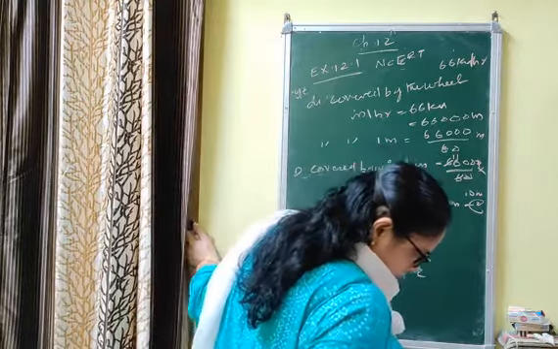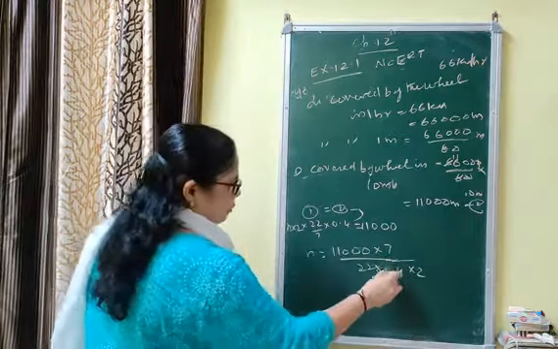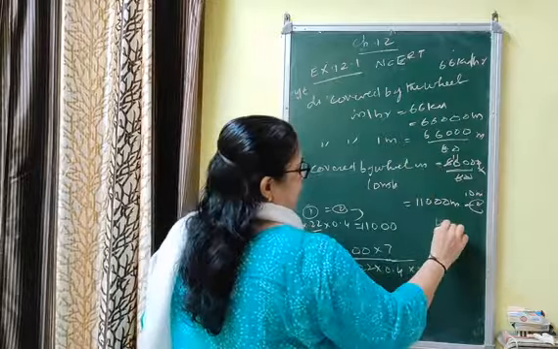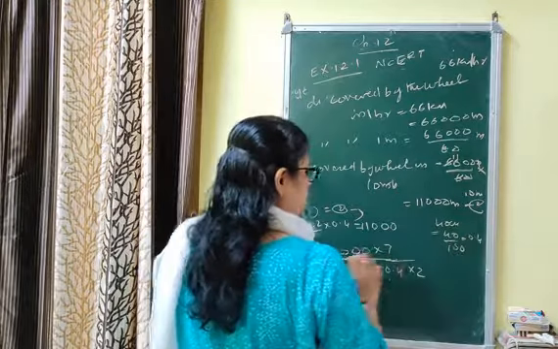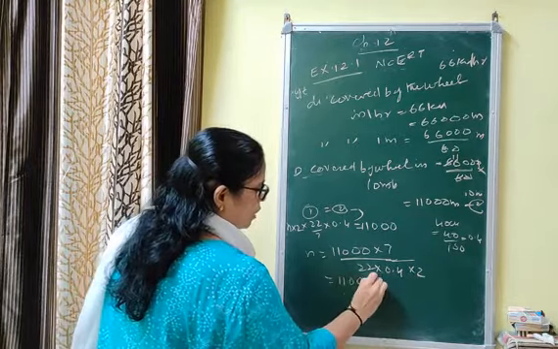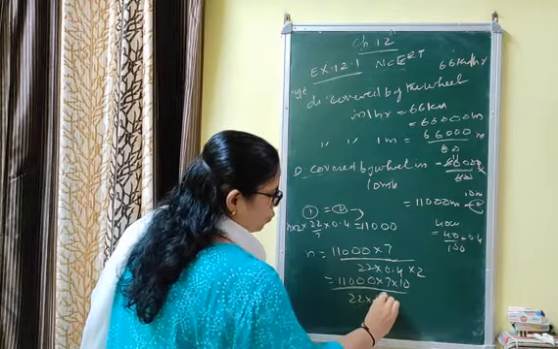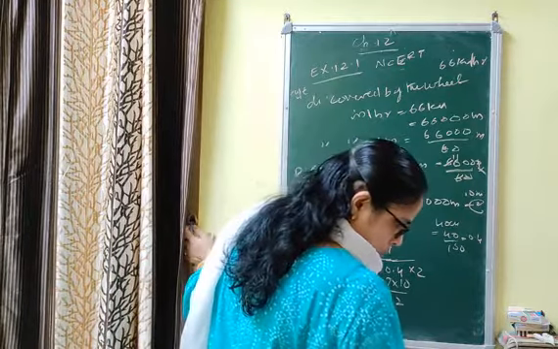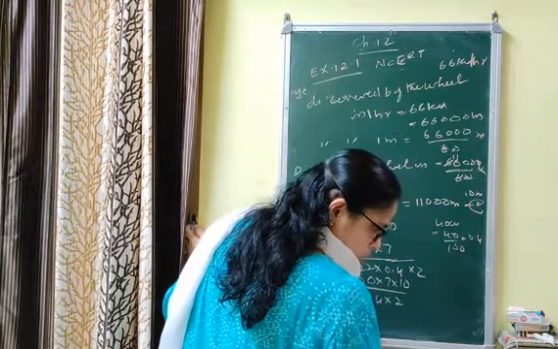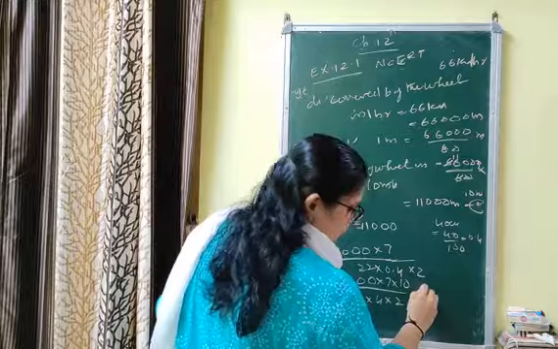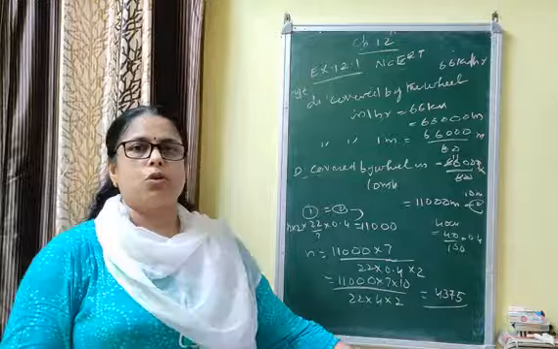This much is the given condition. Now, 0.4 is actually 40 centimeter; while changing it to meter, it becomes 40 upon 100. You can write 0.40 or 0.4. That means 11,000 into 7 into 10 upon 2 into 22 into 4 into 2. If you solve this, you will get 4375. That is, the required number of revolutions equals 4375.